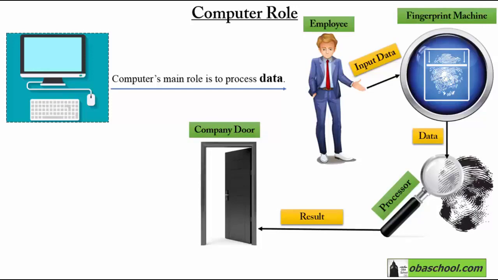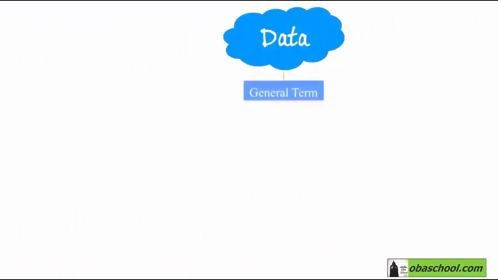So this is a brief example about how data is processed through several steps, through processors, through input and output. As you can see, the input was the fingerprint on the fingerprint machine, and the output was the result, which is the door opening. Now, let's talk about data.